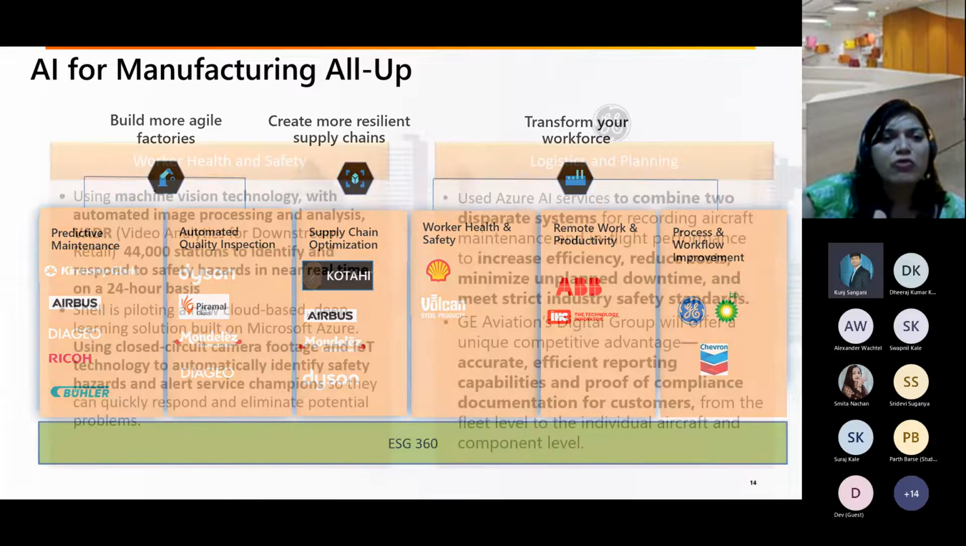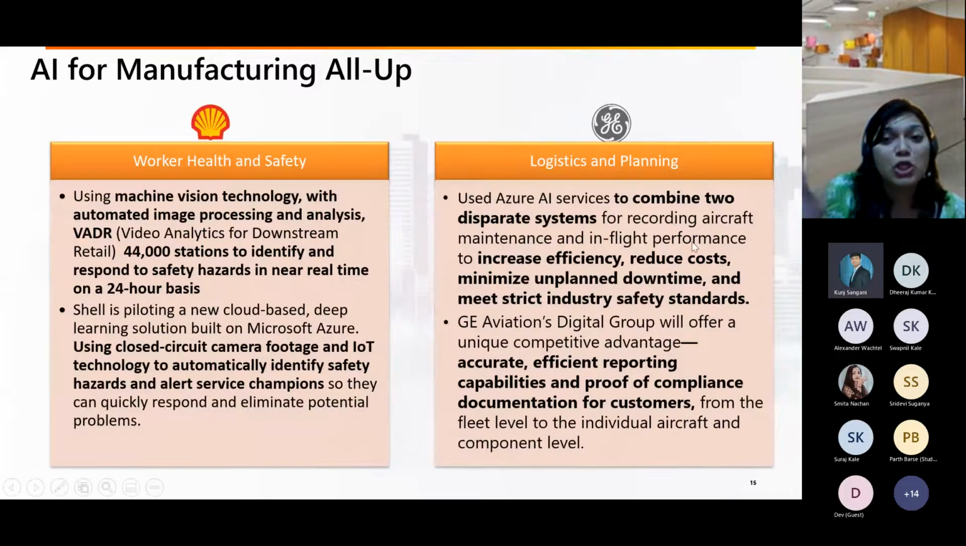So these are some of the things, like how worker health and safety was done, or how logistics and planning also was done using digital twins, and collecting the data and sampling that.